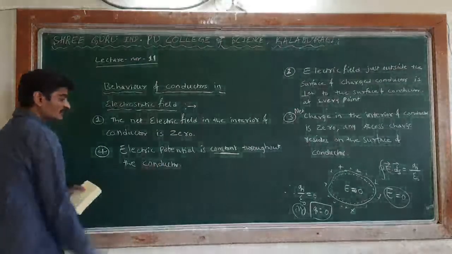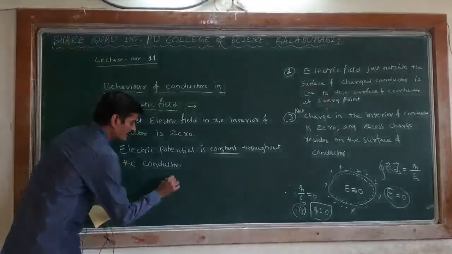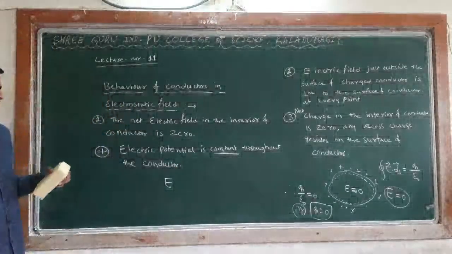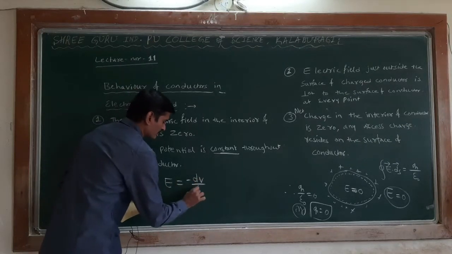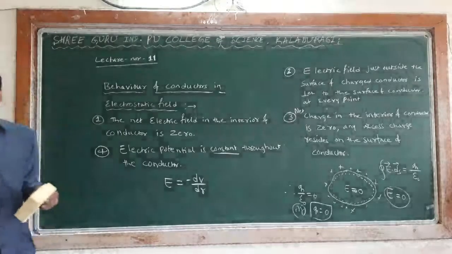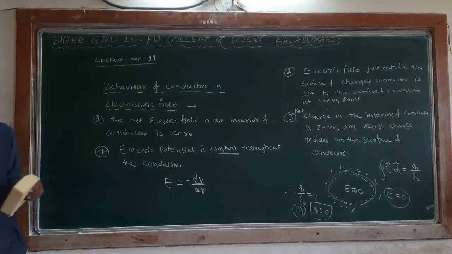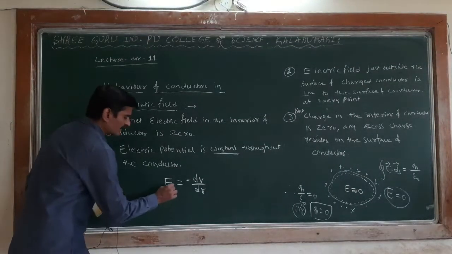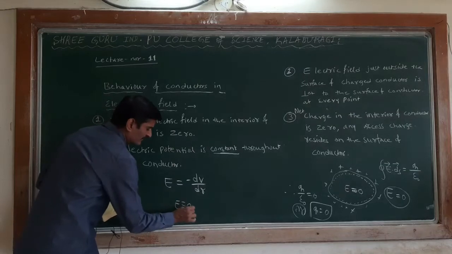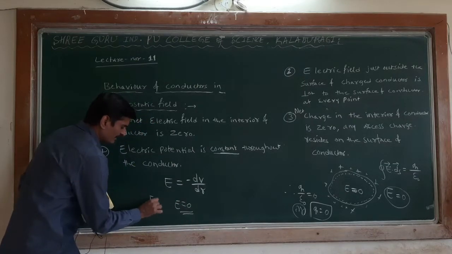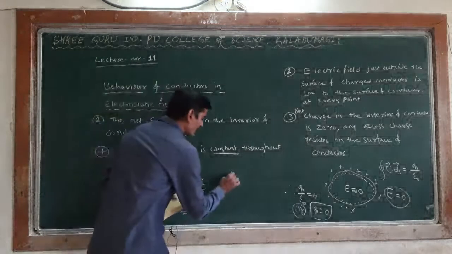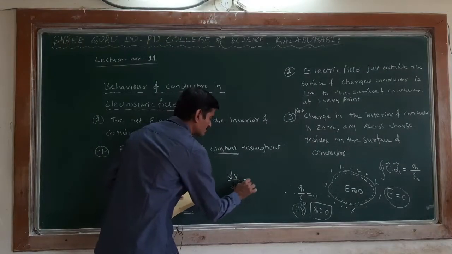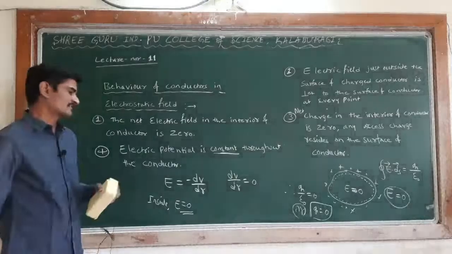So how do we prove this? We know that the electric field intensity is the negative potential gradient. In the interior of the conductor, inside the conductor, the electric field intensity is 0. So therefore, dV divided by dr is equal to 0.